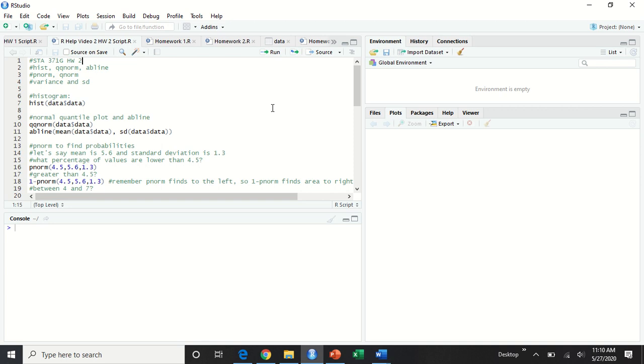The content is as follows: histograms, QQ norm, abline, pnorm and qnorm, and also variance and standard deviation. The first thing we'll go over are histograms.